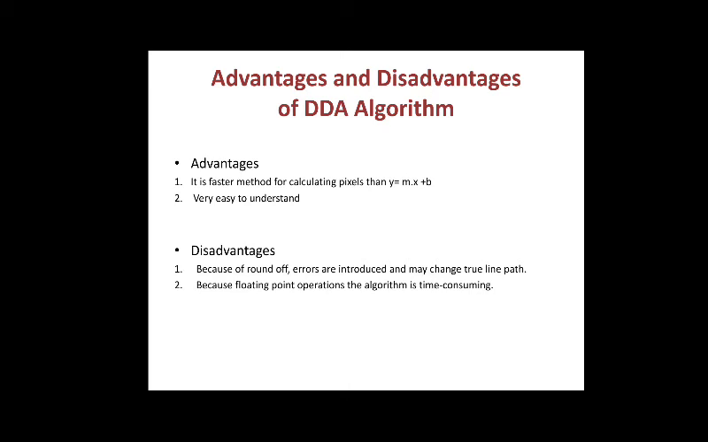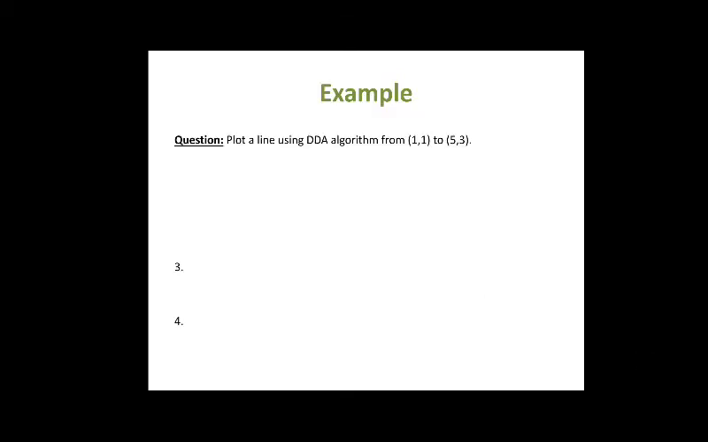So it is always a more time consuming task to do floating point operations than integer ones. Whenever we add 2 plus 3, it is done very fast, but whenever I say 2.5 plus 1.5, it will take more time because floating point operations take much more time than integer operations. So this is the time consuming process. So these are the advantages and disadvantages. So let's see one example.